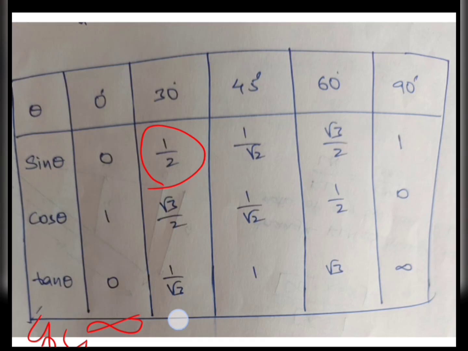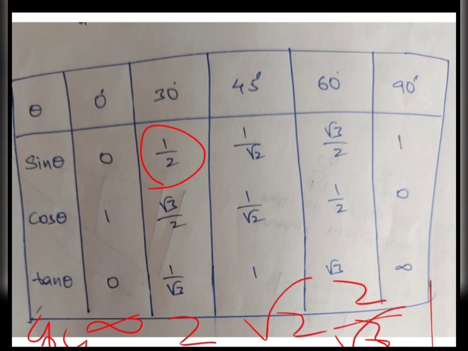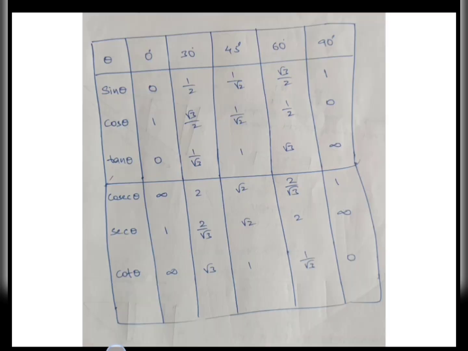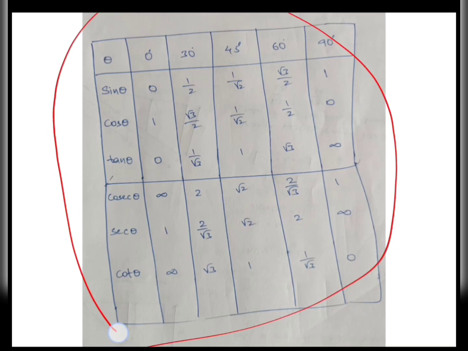Cosec theta is the inverse of sin theta. So in 1 by 2, the denominator will become the numerator and the numerator will become the denominator. 1 by 2 will become 2 here. 1 by root 2 will become root 2. Root 3 by 2 will become 2 by root 3. 1 by 1 is 1. Similarly, we can find secant theta, cot theta. You make your calculations. I have already written it for you. If you want, you can note them down.